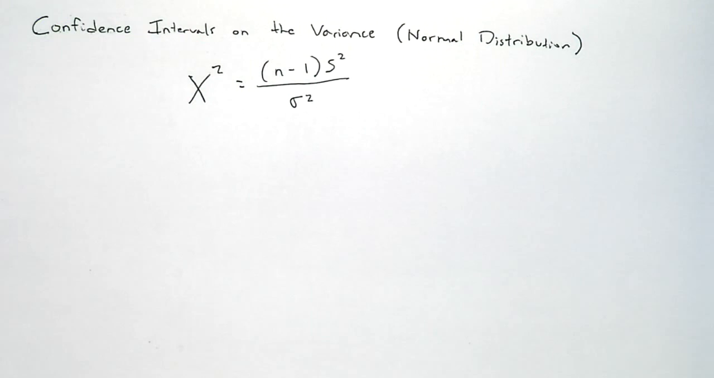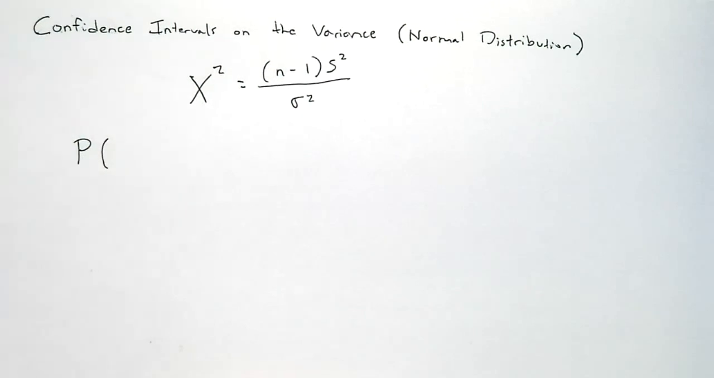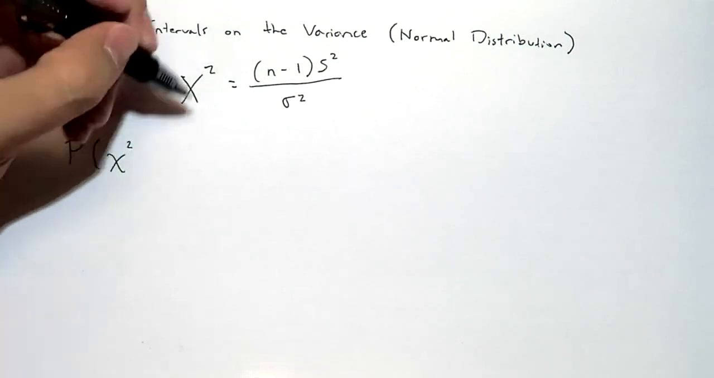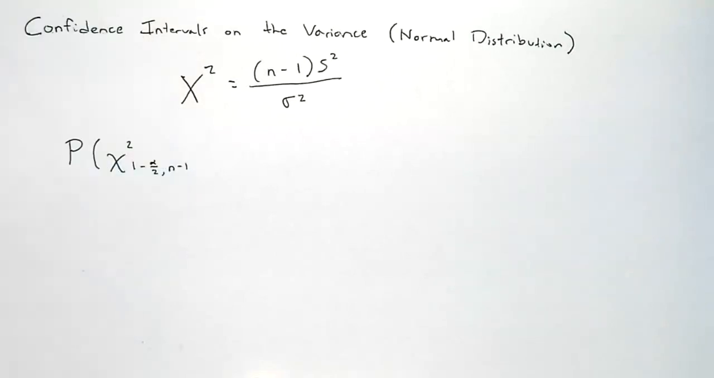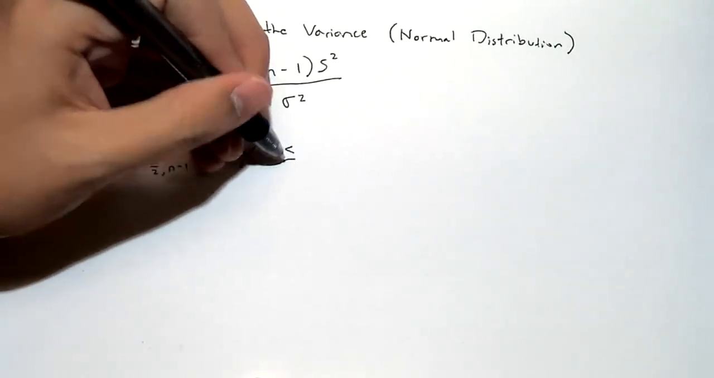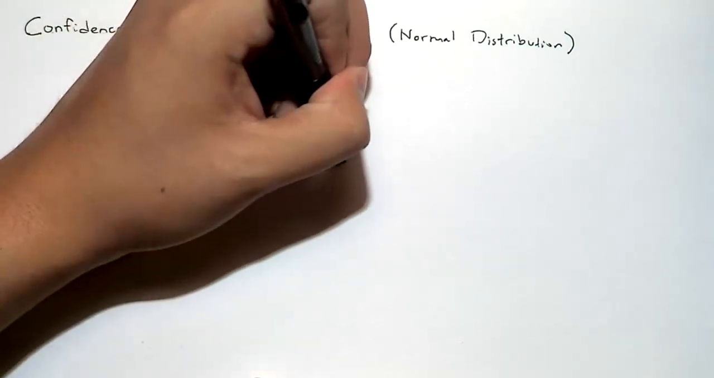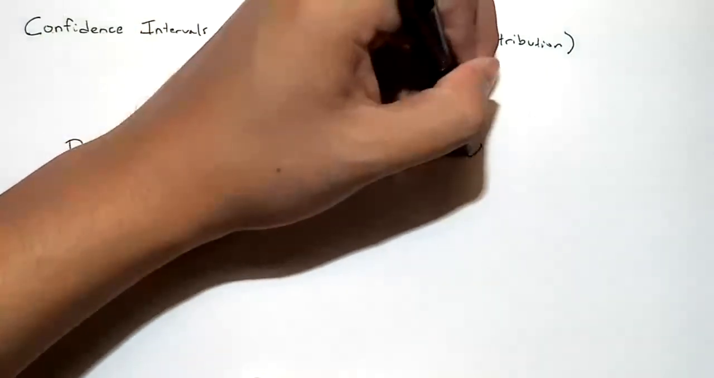Let's repeat the same analysis that we did last time and apply it to the chi-square distribution. We can say that the probability that my random variable, chi-squared, lies between a chi-squared value of 1 minus alpha over 2 with n minus 1 degrees of freedom and a chi-squared value of alpha over 2 with n minus 1 degrees of freedom, that probability will be 1 minus alpha.